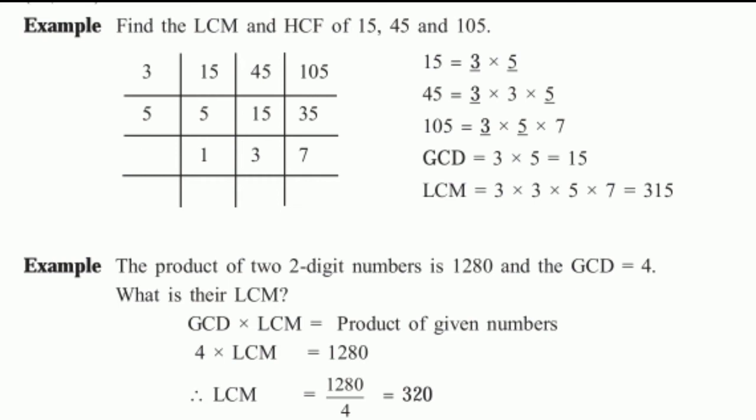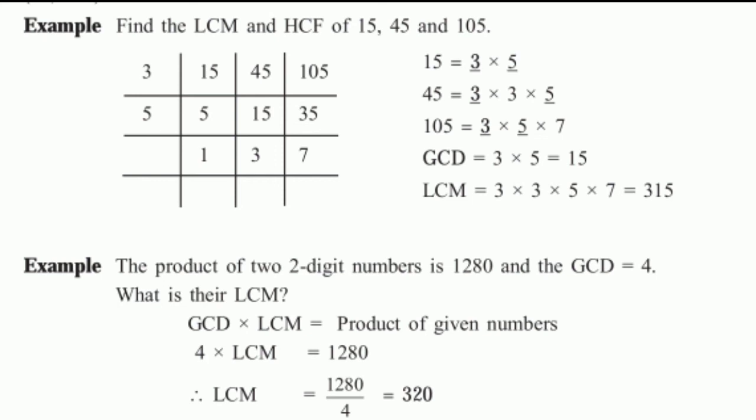For HCF or GCD, what we will do, we will take the common numbers which are 3 and 5. देखो तीनों भी नंबर्स में 3 एज अ फैक्टर आ रहा है एंड 5 एज अ फैक्टर आ रहा है. सो द GCD और द HCF is 3 into 5 which is 15. While for LCM what we will do, we will take the highest occurrence of 3, 5 and 7. So we will take 3 twice, then 5, then 7. So 3 into 3 into 5 into 7 is 315. Okay. So the LCM is 315 and the GCD is 15.